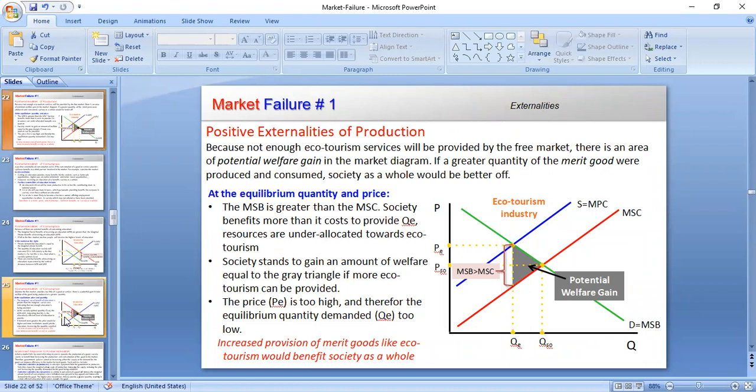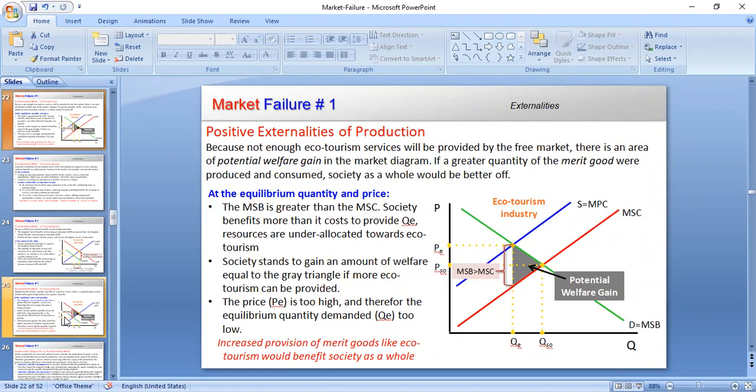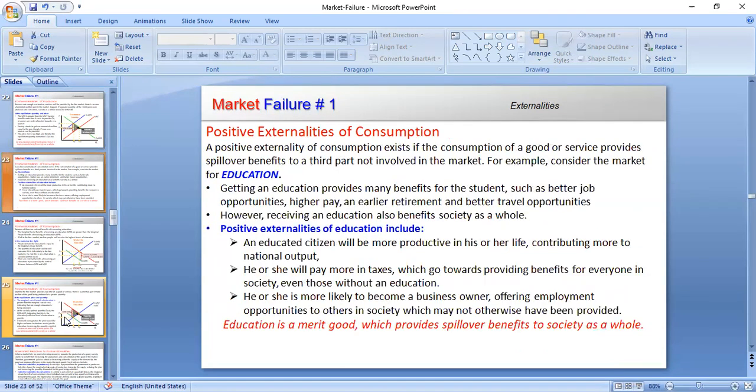So that was a positive externality of production, where we've seen an example of the ecotourism industry, where these tourist attractions generate more benefit to the society than what the government incurs in costs of maintaining these tourism attractions like forests, rivers and lakes. Then, let us look at a positive externality of consumption.